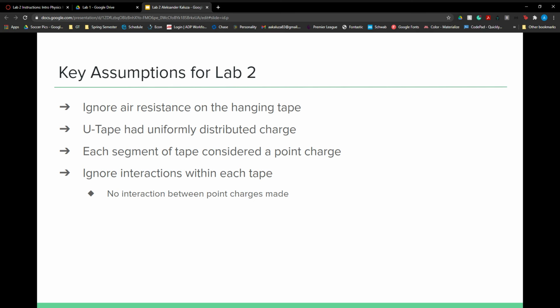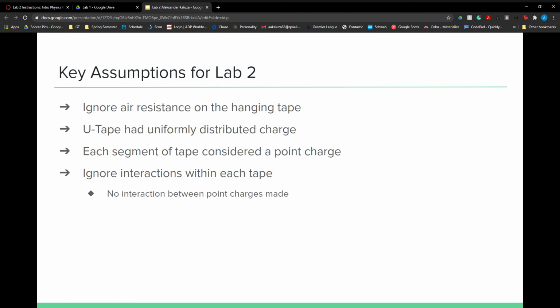And some key assumptions for this lab. We are meant to ignore air resistance on the hanging tape. And then the U-tape also, we had to assume that it has a uniformly distributed charge. So, moving into the next point, we can consider each individual segment of tape as a point charge with equal charge. And lastly, we have to ignore interactions within each tape and the point charges of each tape. The only interactions we are looking at are the interactions between a point charge on the top tape and the bottom tape, and vice versa.